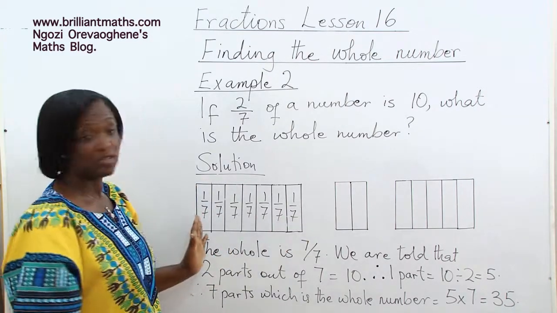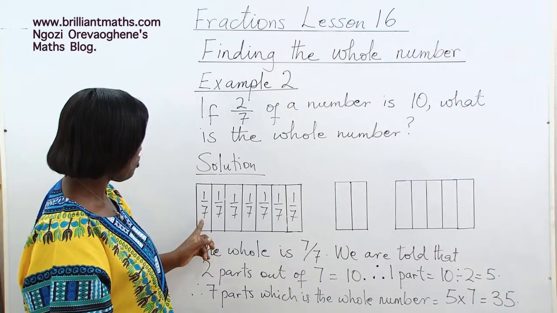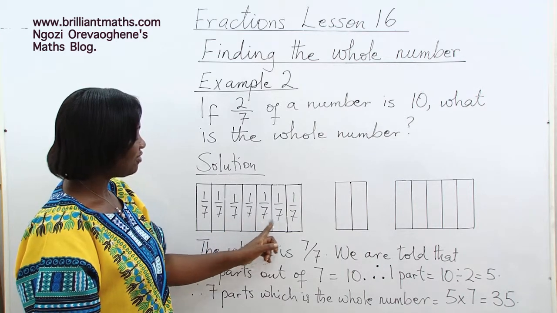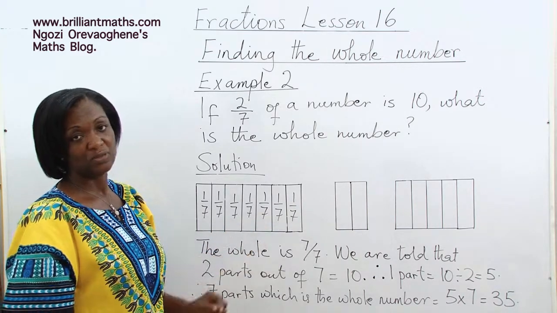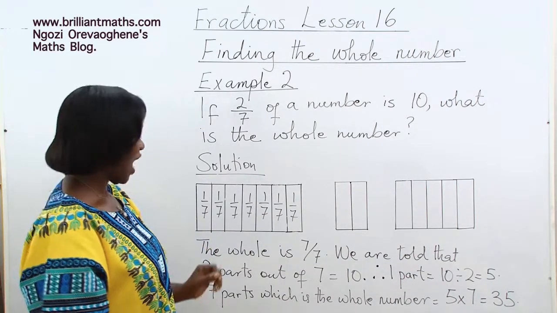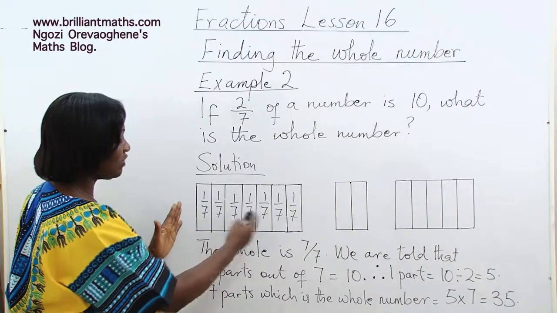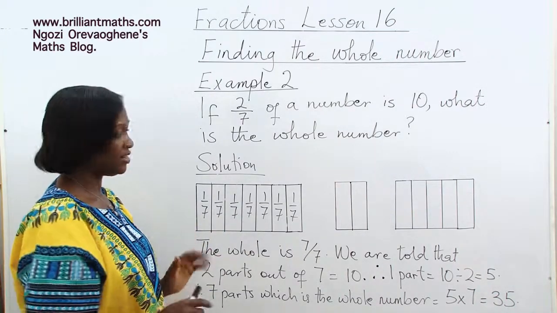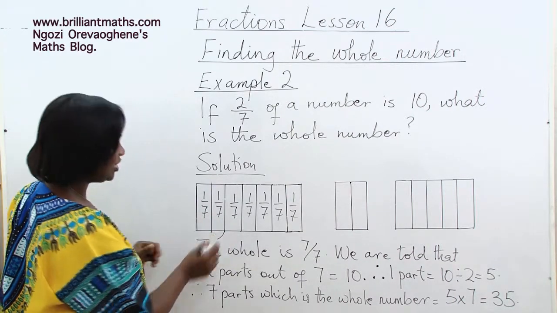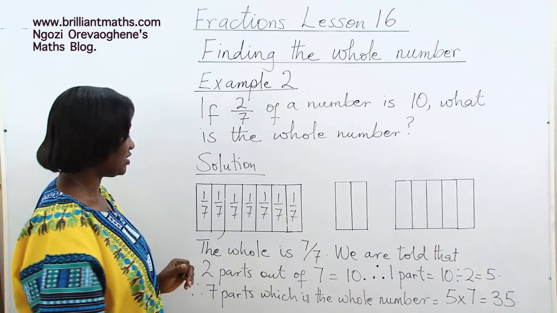and it's been divided into 7 parts. So each part is 1/7. So we have 1, 2, 3, 4, 5, 6, 7. We have 7 sevenths, which makes a whole. And we have been told that 2 parts out of this 7 is equal to 10. So 2 parts, it's 10. We want to know what the whole number is.